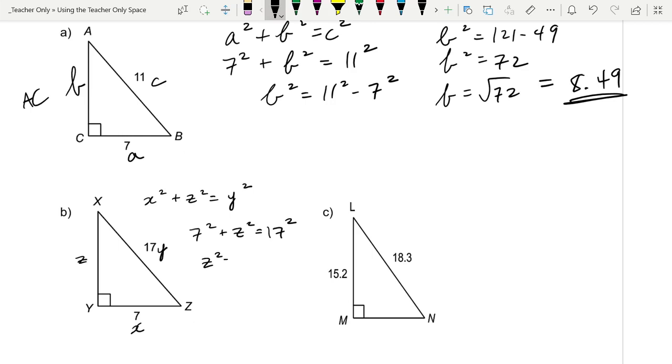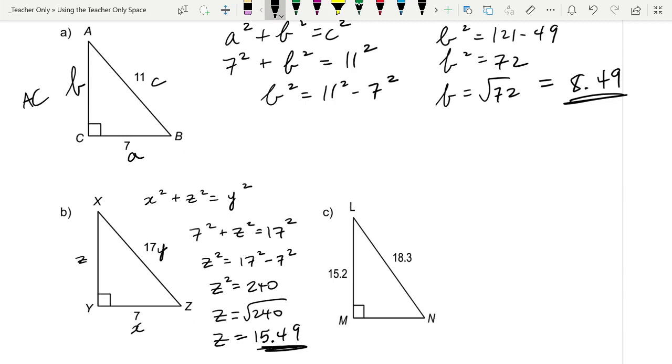So Z squared, this one's a subtract. 289 minus 49, right? 240. Is 240 a perfect square? No. So that's going to be a decimal, 15.49 if we use two places. And again, there's no unit on it, so you don't have to put centimeters or anything.